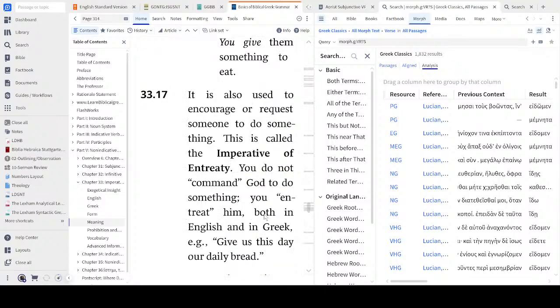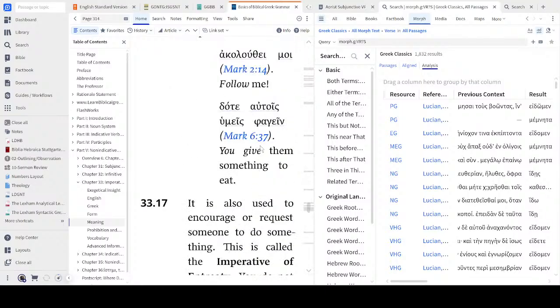Next, in Mark, you give them something to eat. Dote autois hymeis phagein. It's an imperative. He was commanding someone to give somebody something to eat.